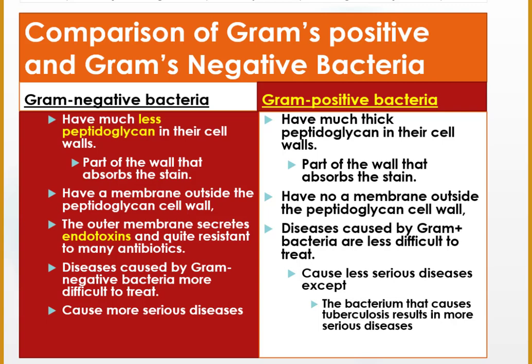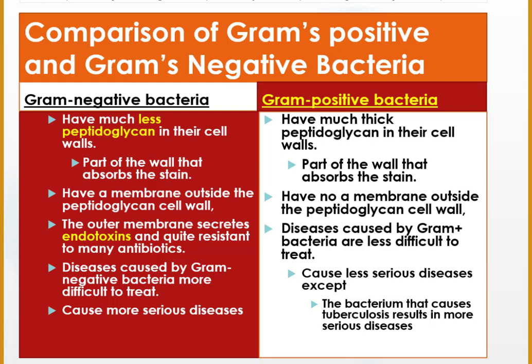Comparison of gram-positive and gram-negative bacteria. As we mentioned before, gram-negative bacteria have much less peptidoglycan in their cell walls as compared with gram-positive bacteria, since gram-positive bacteria have much thicker peptidoglycan in their cell walls. Second, gram-negative bacteria have a membrane outside the peptidoglycan, but gram-positive bacteria have no membrane outside the peptidoglycan.